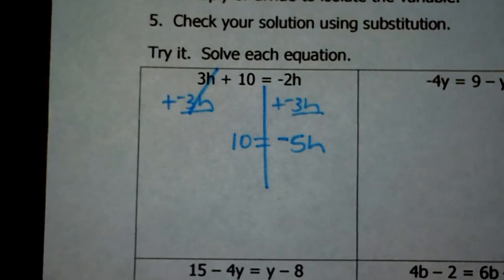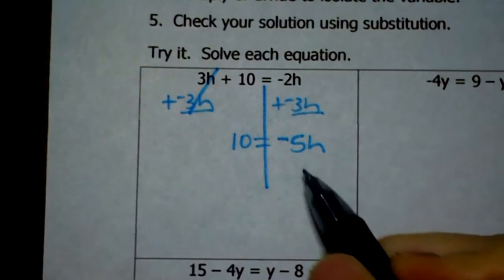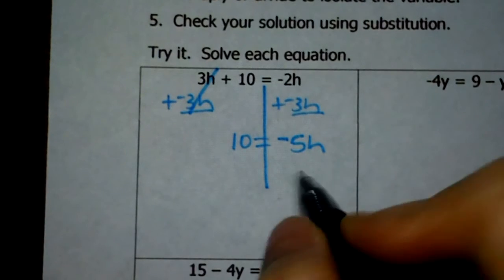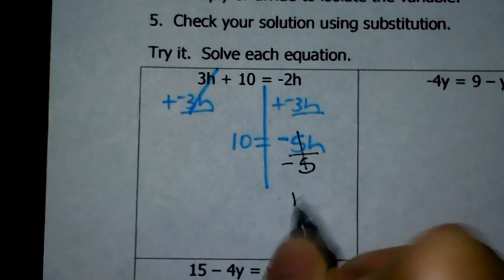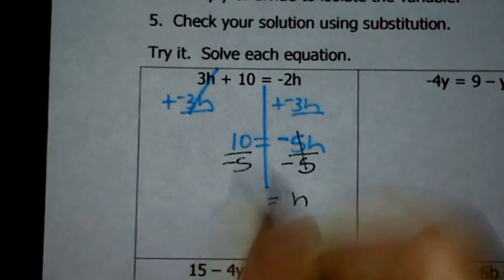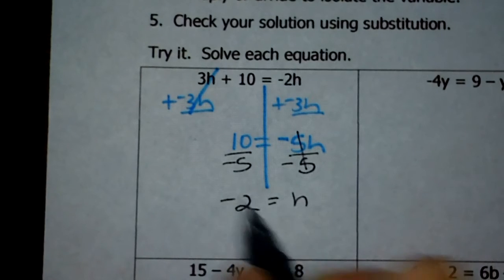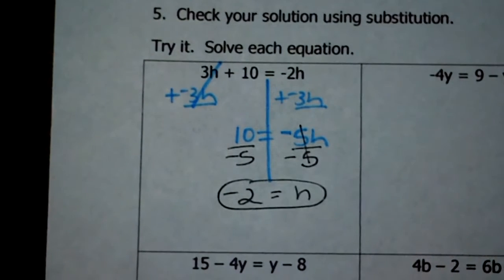So to finish solving this out, now I need to divide by negative 5 because it's being multiplied currently. If you divide this side by negative 5, you get 1h, which is h, and if you divide this side by negative 5, you get negative 2. Now that h is by itself, we have solved it.